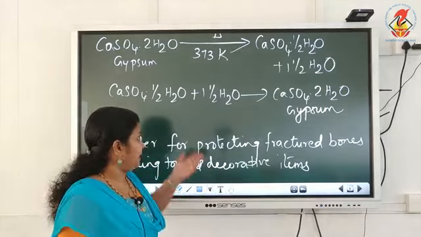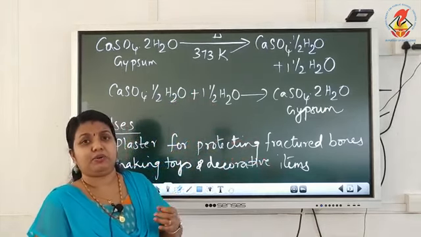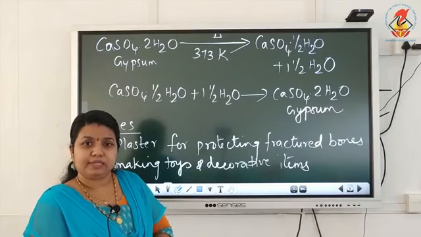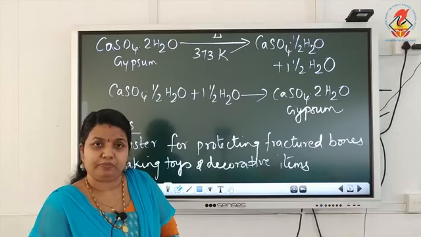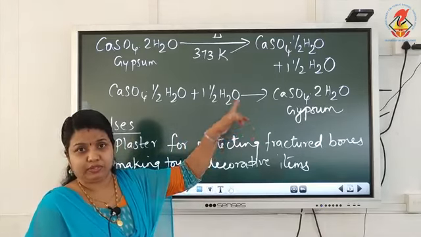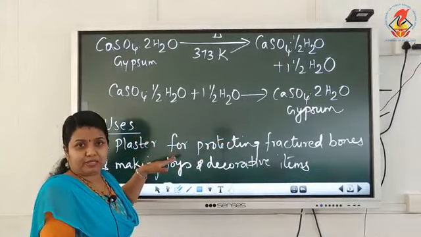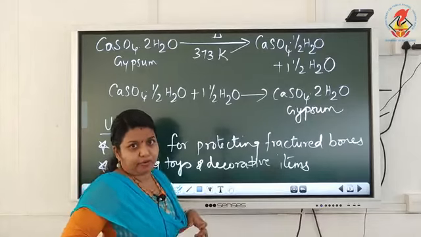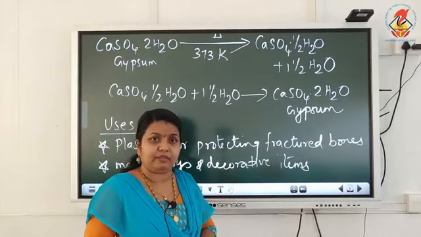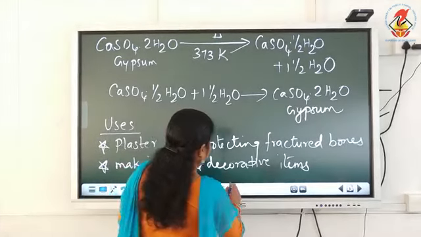Now, when plaster of Paris comes in contact with water, it again changes to a hard solid mass of gypsum, CaSO4.2H2O. So, it is said that plaster of Paris should always be kept in a moisture proof container. In the presence of water, it changes to gypsum. Now, coming to its uses. It is used as a plaster for protecting fractured bones in the right position, and also it is used for making toys and other materials. Other decorative items are prepared from plaster of Paris.